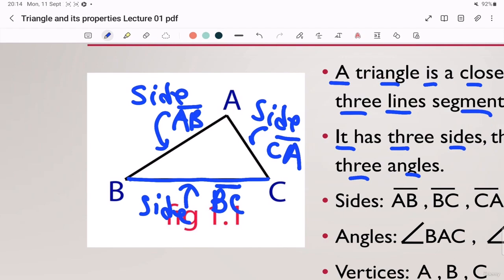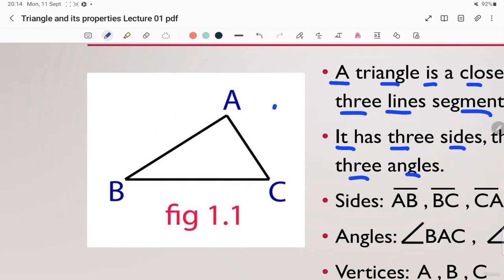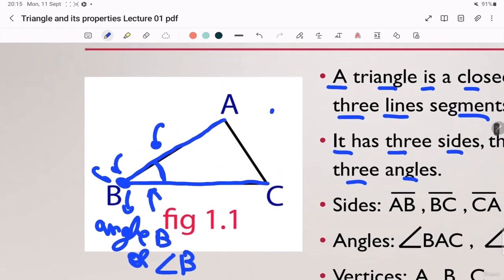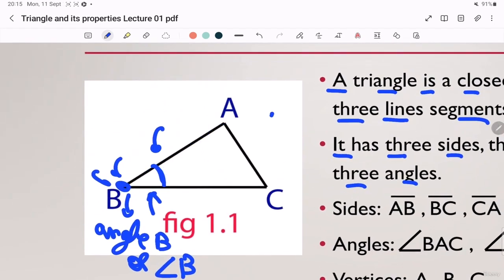A triangle also has three angles. As you can see, this line segment and this line segment are meeting at this point. This is a vertex, so this is an angle. These two line segments are meeting at this point to give rise to this angle. This is some angle between these two line segments. Since this vertex is named B, we can write it as angle B, or you can also write the symbol of angle and B. So this is one angle.